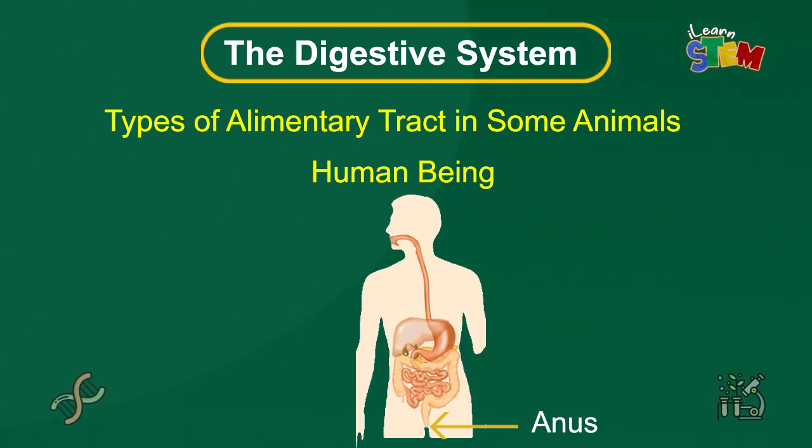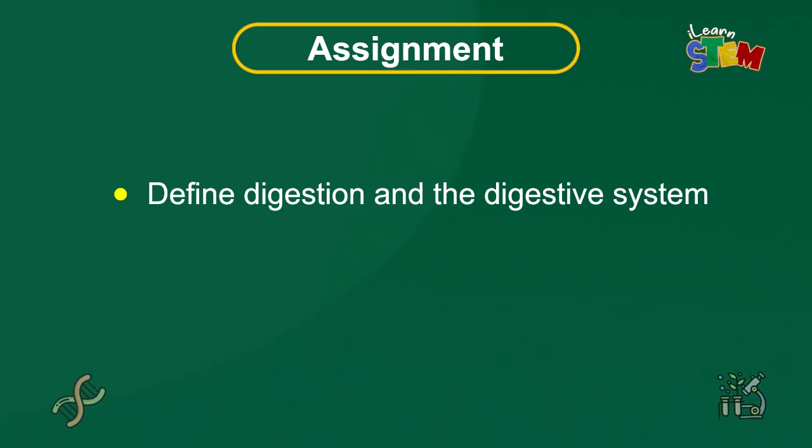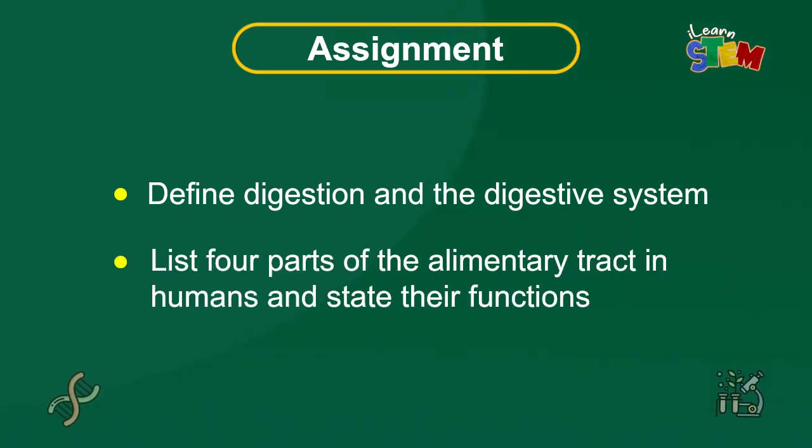That's all for today. You've done an amazing job. Please attempt the following classwork. 1. Define digestion and digestive system. 2. List 4 parts of the alimentary tract in humans and state their functions.